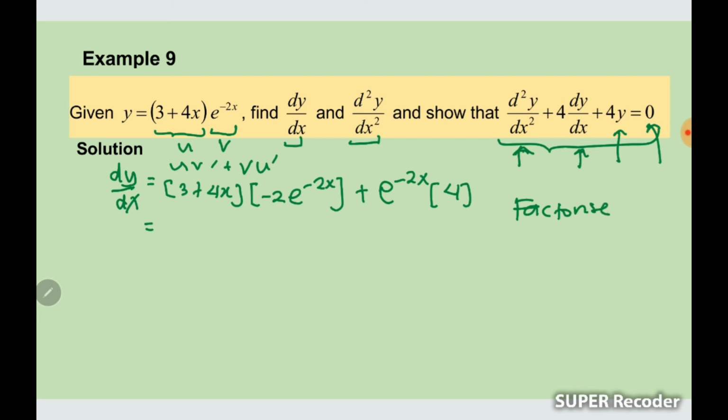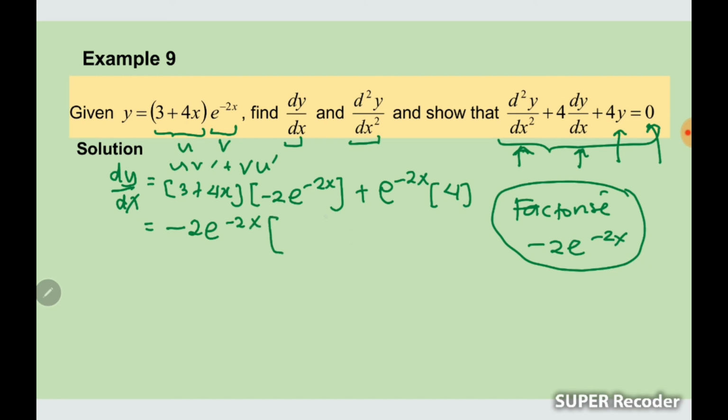So you have to simplify by factorize. As usual, you need to factorize the like term here. The like term here is negative 2e negative 2x. So I factor out negative 2e negative 2x. The remaining term is, you have 3 plus 4x, and for this one you have negative 2, close the bracket. So simplify to get negative 2e negative 2x multiply with 4x plus 1. Okay, so this is dy dx.